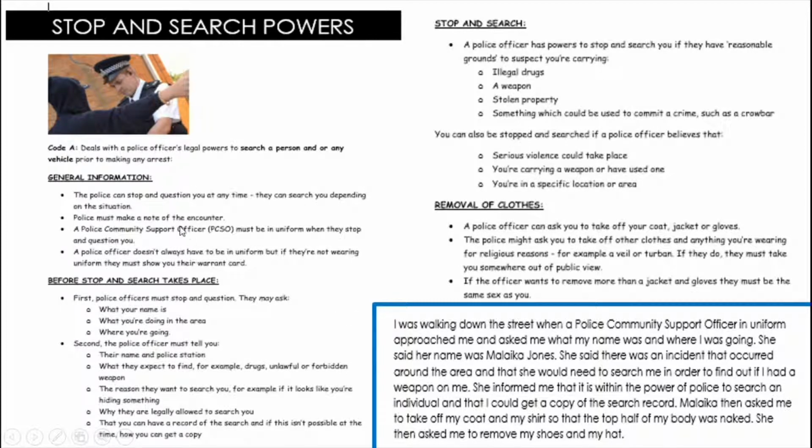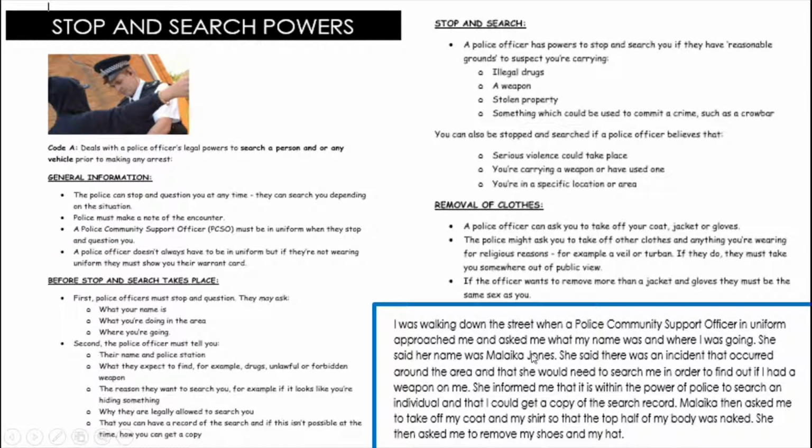So let's look at general information. As you can see here, PCSOs can stop you. They can stop you and question you. However, they cannot actually stop and search you. But they must be in uniform when they stop and question you, and this police community support officer was in uniform. However, other police officers do not always have to be in uniform, but if they're not in uniform, they must show you their warrant card.